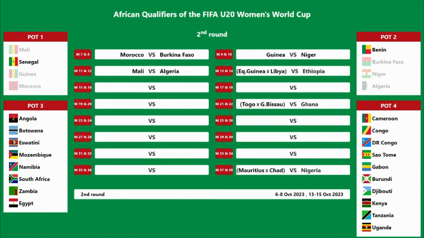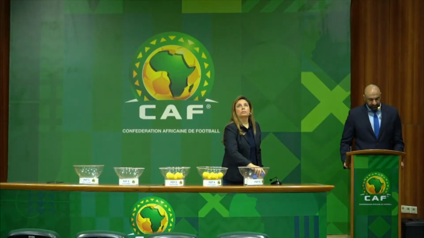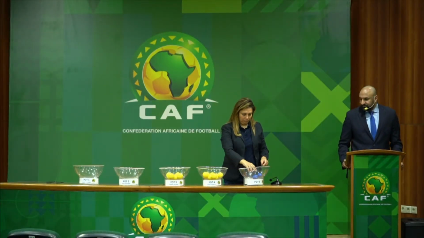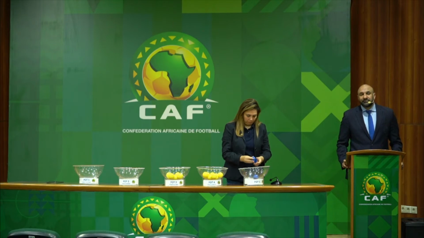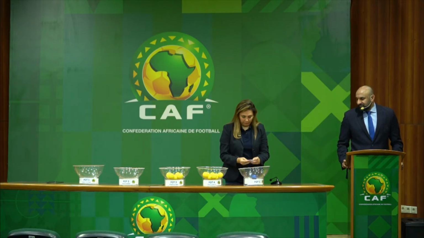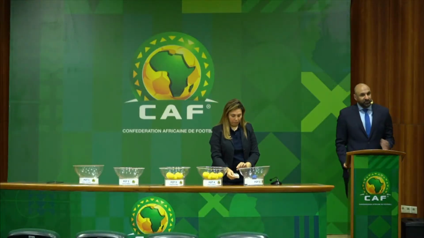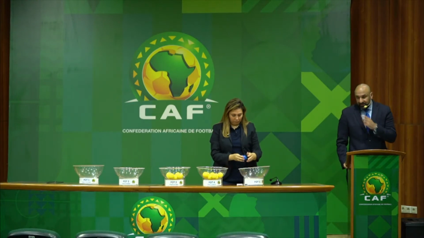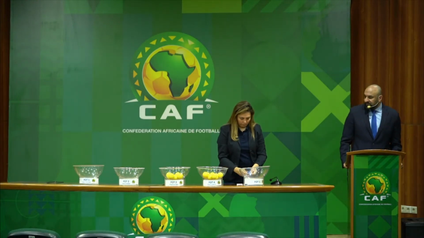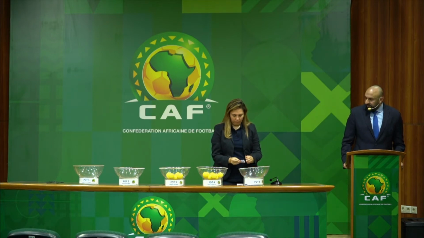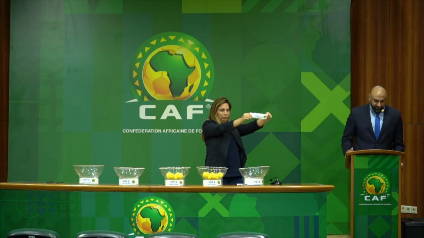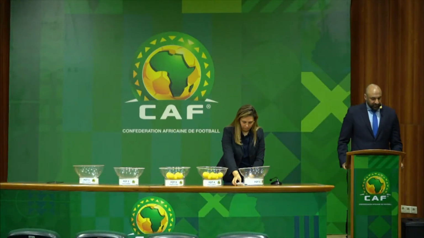The last 2 teams from these spots, pot 1 and 2, Senegal. Senegal was eliminated from the last round of the previous qualifiers. They almost qualified to the World Cup, but they couldn't make it. They lost in the last round. And they will play against Benin, who was eliminated from the 2nd round of the previous edition.